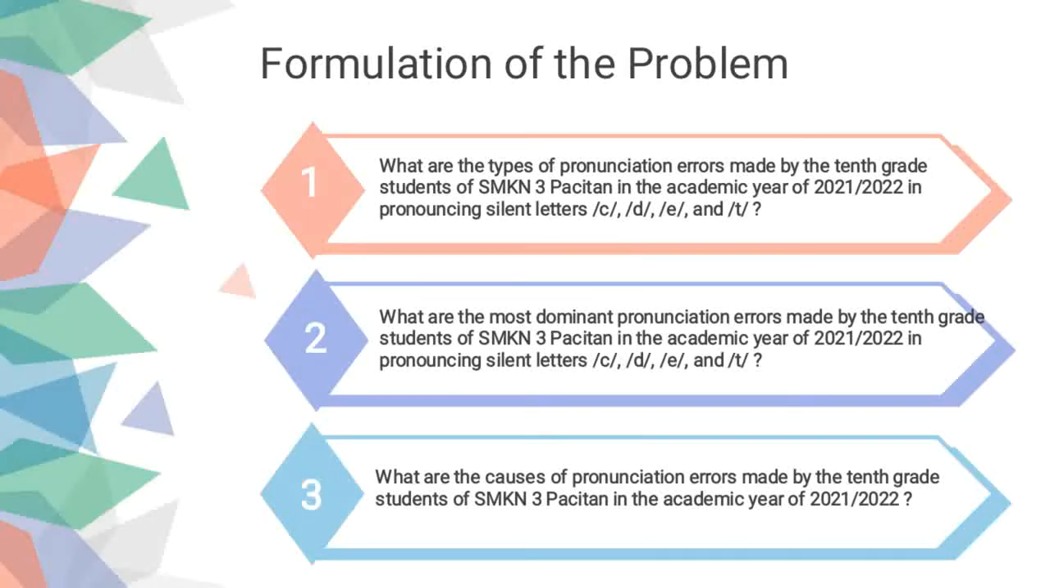Second, what are the most dominant pronunciation errors made by the 10th grade students of SMKN 3 Pacitan in the academic year of 2021-2022 in pronouncing silent letters C, D, E, and T? And the third, what are the causes of pronunciation errors made by the 10th grade students of SMKN 3 Pacitan in the academic year of 2021-2022?